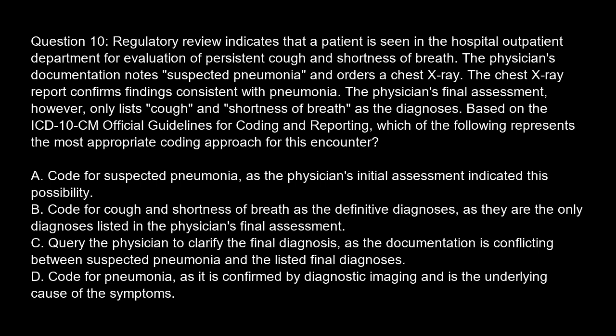Option A, code for suspected pneumonia, as the physician's initial assessment indicated this possibility. Option B, code for cough and shortness of breath as the definitive diagnoses, as they are the only diagnoses listed in the physician's final assessment. Option C, query the physician to clarify the final diagnosis, as the documentation is conflicting between suspected pneumonia and the listed final diagnoses. Option D, code for pneumonia, as it is confirmed by diagnostic imaging and is the underlying cause of the symptoms.